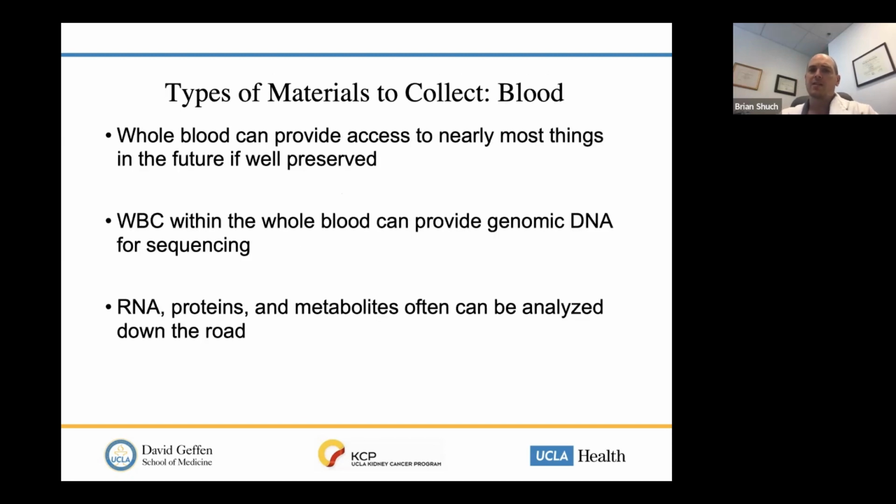Then blood, clearly whole blood is great for banking because it's great for genomic control. There might be some WBCs later. I've never had any issues getting it. We bank whole blood and I use that for my genomic control. You can store it at -80 and it's fine. And clearly RNA, proteins, metabolites can also be analyzed as well. Obviously there are differences in stability.